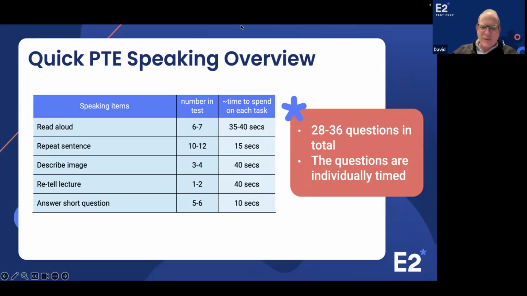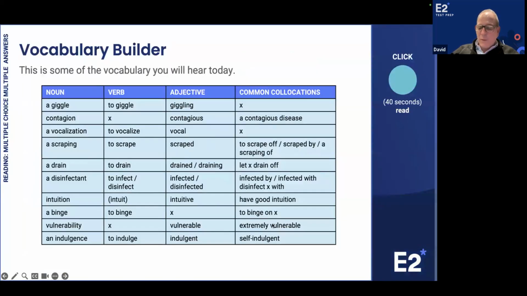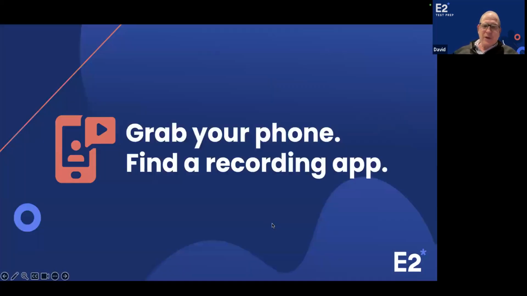Moves on after the amount of time that you've got for the task, but there are quite a number of each task, even though there are only 5 types of task. Okay, grab your phone. Why? Because you want to record yourself doing some of this stuff so you can play it back as well.